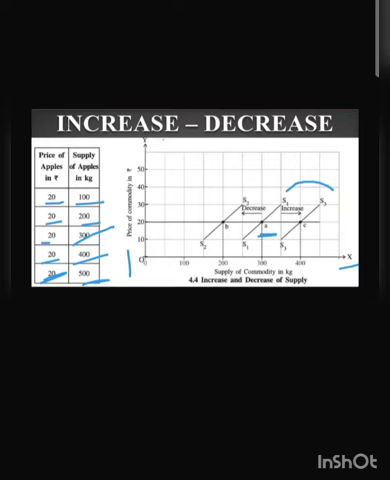So here you can see from 300 to 200, so there is a decrease in the supply accordingly. Okay, so price is remaining constant over here, but what changes is a factor other than the price. If it is in favor it will be an increase, if it is against then it will be a decrease in supply.